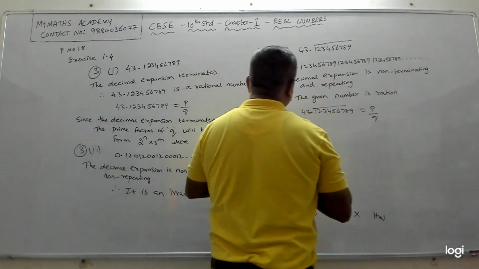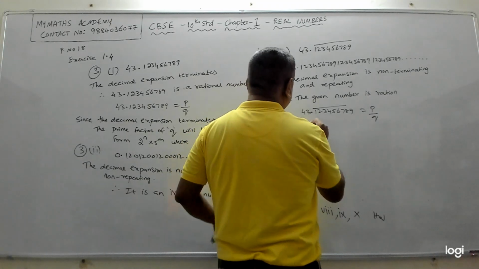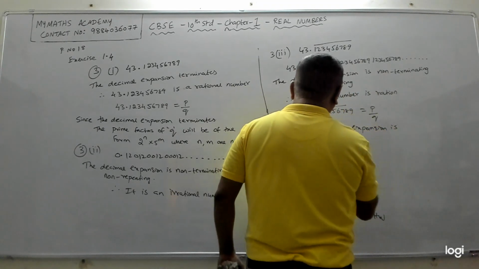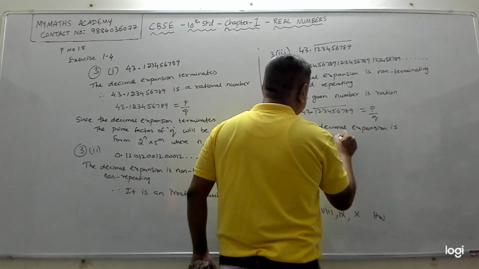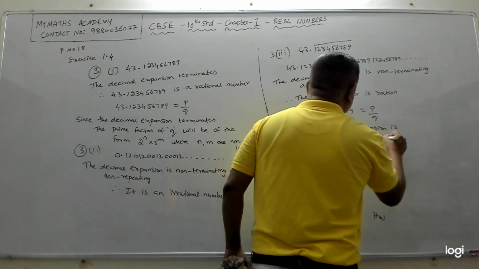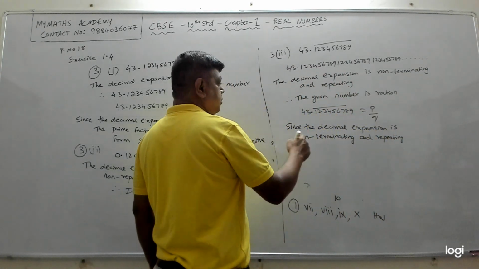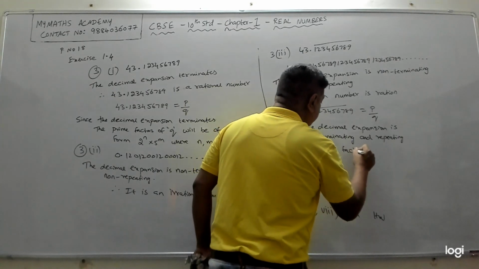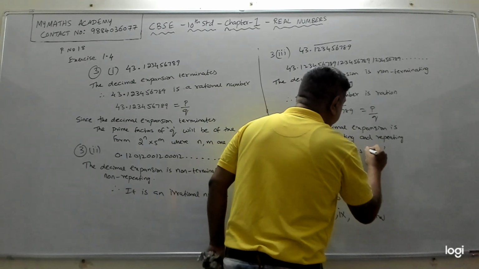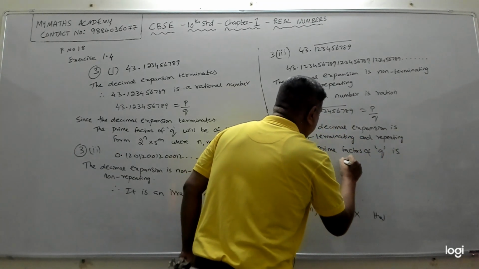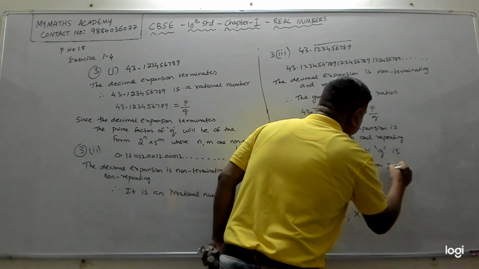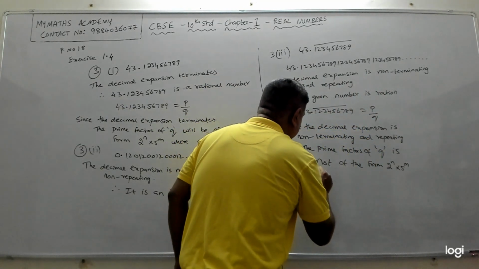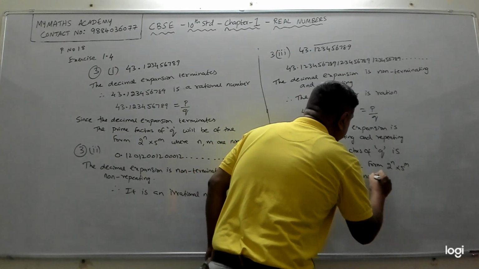We will say, since the decimal expansion is non-terminating and repeating, therefore the prime factors of Q is not of the form 2 power n into 5 power m. We can say it is not of the form 2 power n into 5 power m, where n, m are non-negative integers.